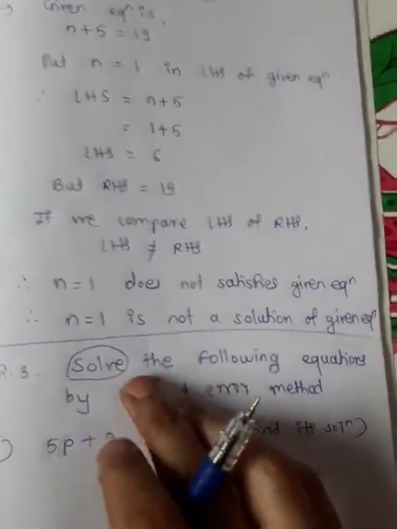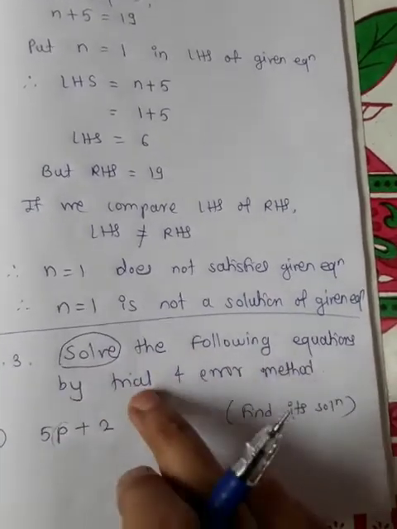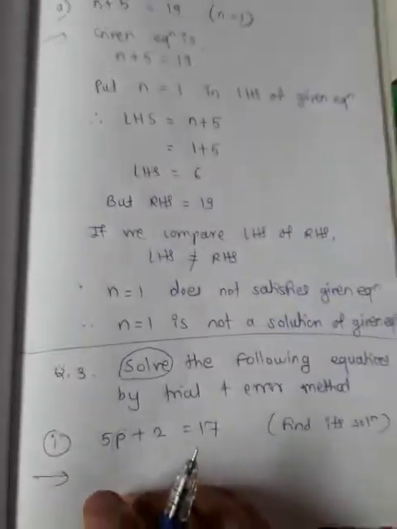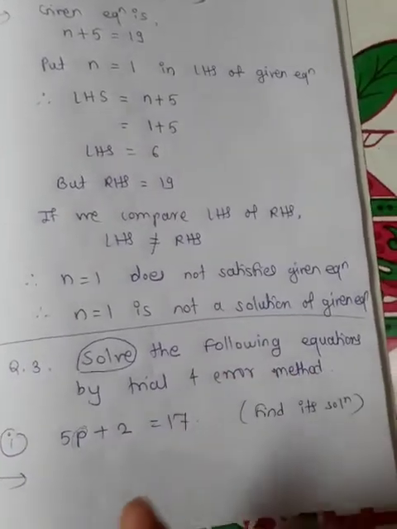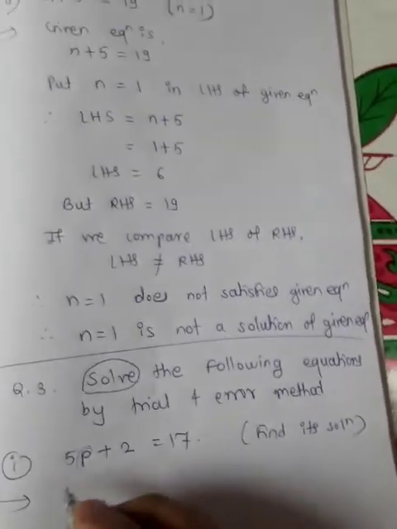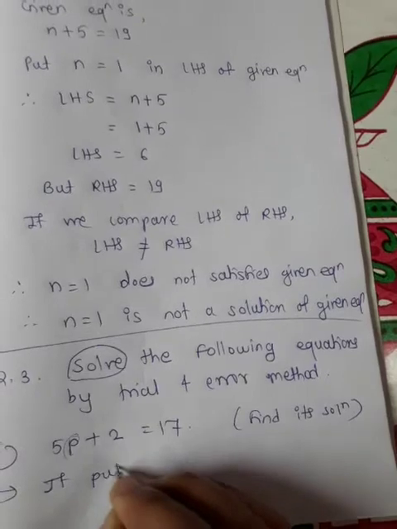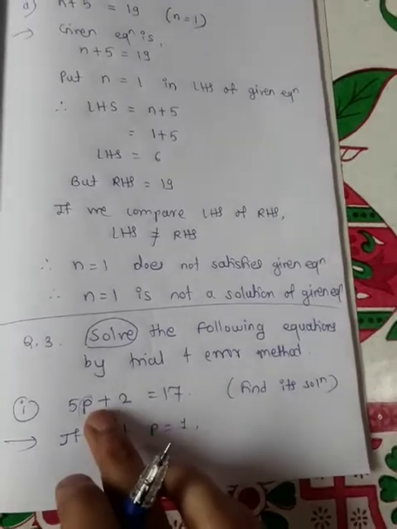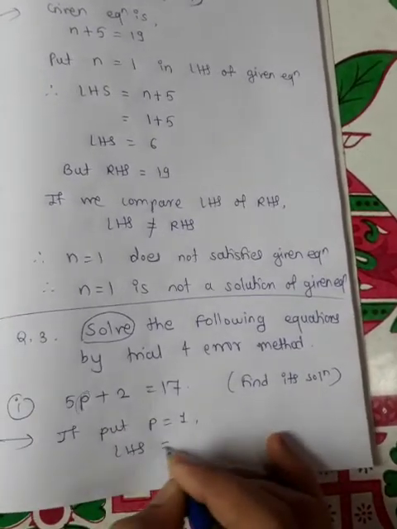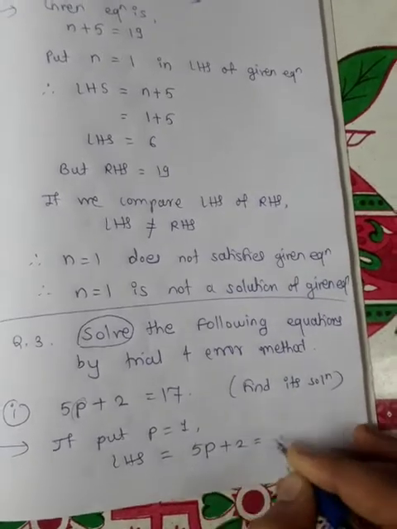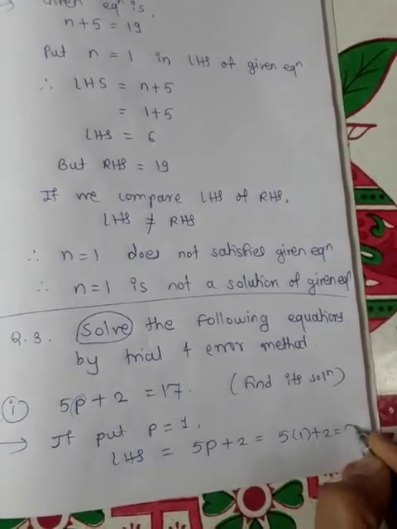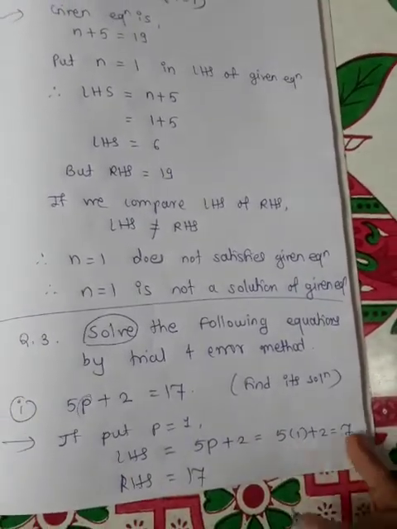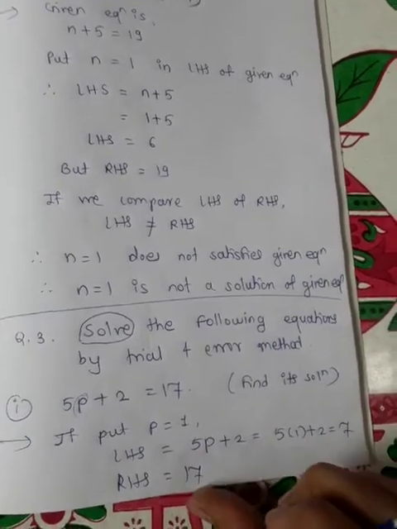But here we have to solve the following equations by the trial and error method. That means we have to solve by trying some values. So if we put p is equal to 1, then LHS is 5p plus 2, which is equal to 5 into 1 plus 2, that is 7. But RHS is 17. So if we put p is equal to 1, LHS is not equal to RHS.